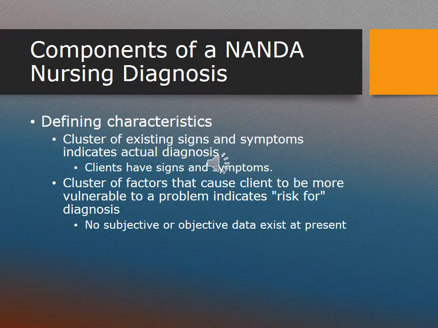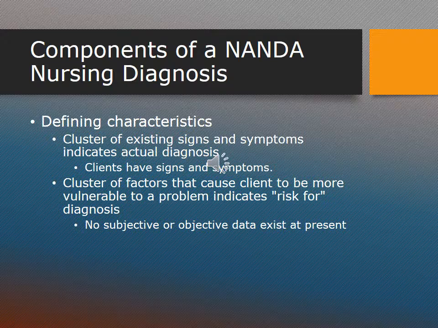And our third step of the nursing process is the defining characteristics. So we have our label, we have our etiology, and now we have the defining characteristics, and that's the data you collected in the assessment phase. That's the cluster of existing signs and symptoms that indicates an actual diagnosis. The client has to have the signs and symptoms if it's an actual diagnosis. So it's a cluster of factors that causes the client to be more vulnerable to a problem. That would be a risk for diagnosis. Or it's actual subjective and objective data stating the problem exists.